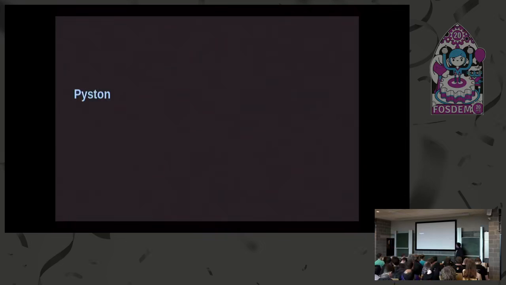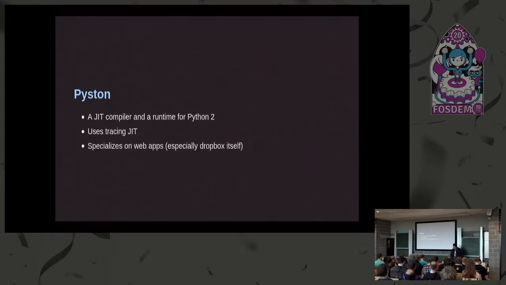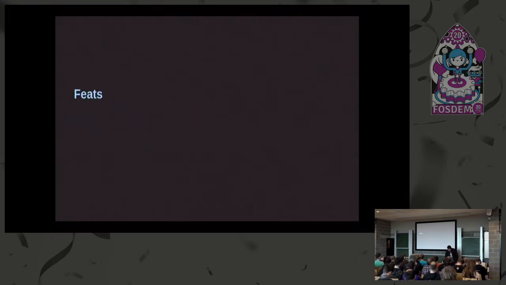Let's see, Pyston. Pyston is a JIT compiler and a runtime for Python 2. Its runtime is mostly based on CPython, so they have some gain on that. They use something called tracing JIT, and they specialize in web applications, especially Dropbox itself. They managed to run Django's full test suite, as far as I remember. Their features: they are 95% faster than CPython in the latest release in 2017.